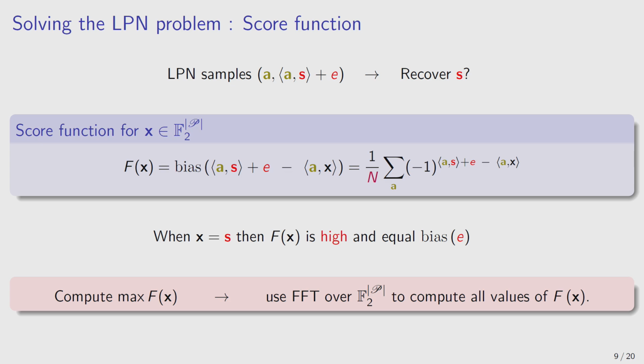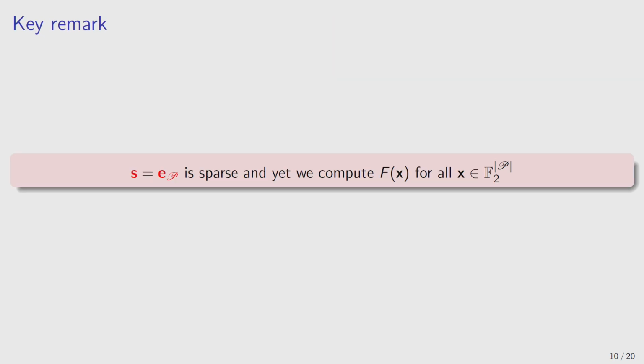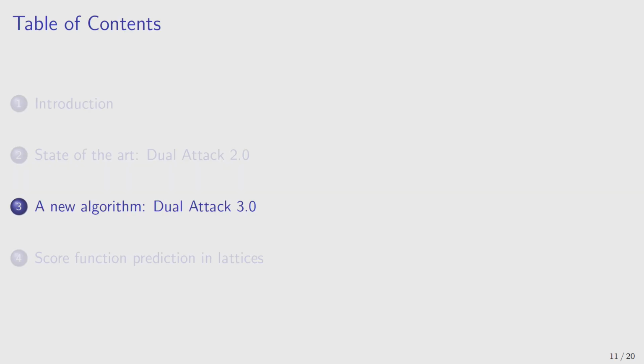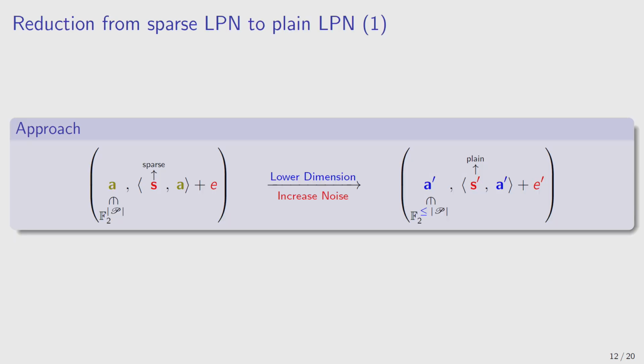Now there is a key remark here: we did our FFT to solve the LPN problem, but we never used the fact that the secret, which is given by the error vector restricted on P, is sparse. We computed the score for all x's and didn't use the fact that s was sparse. So the goal of our algorithm, dual attack 3.0, is to use the sparseness of the secret to speed up our algorithm.